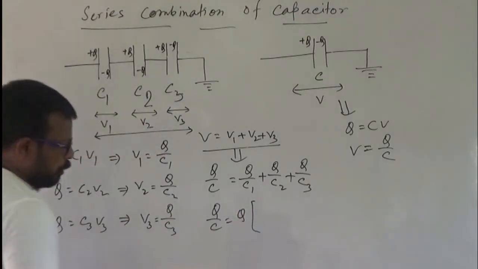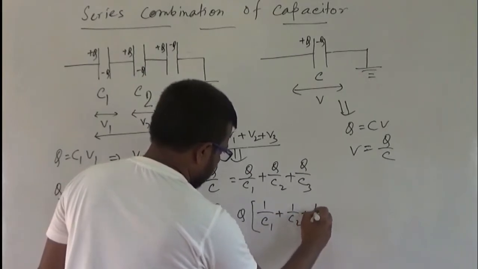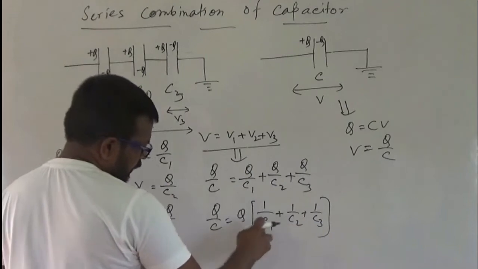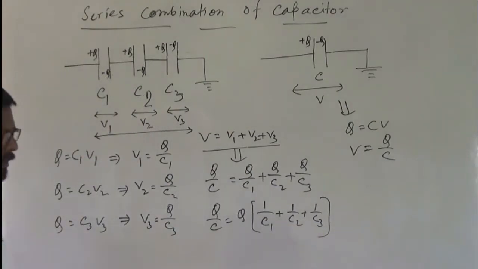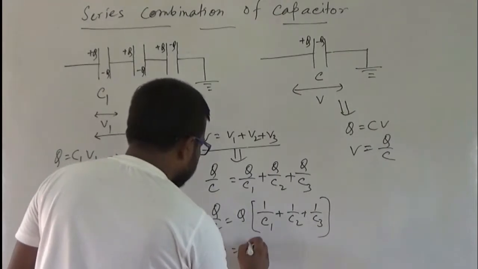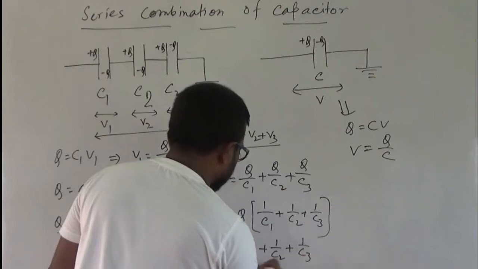Q may be taken as common and brought outside the bracket. Then we can write Q into, in bracket, 1 by C1 plus 1 by C2 plus 1 by C3. Now Q cancels out. We can write 1 by C equals 1 by C1 plus 1 by C2 plus 1 by C3.